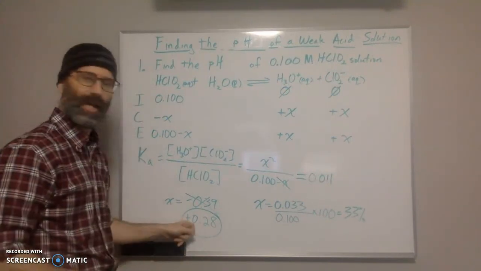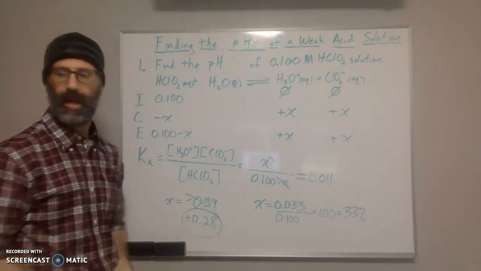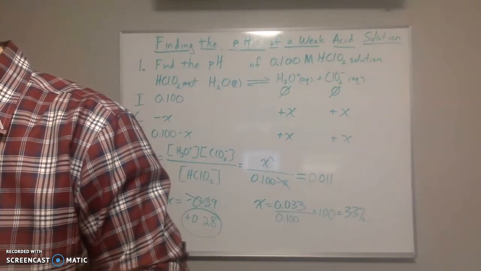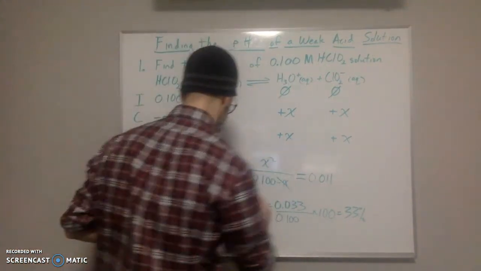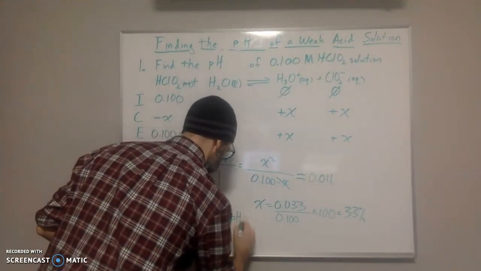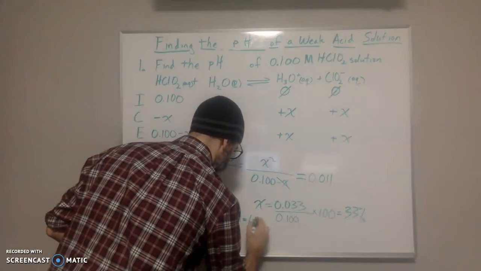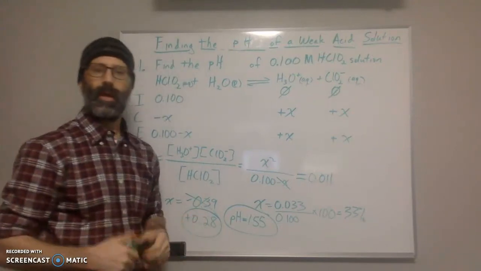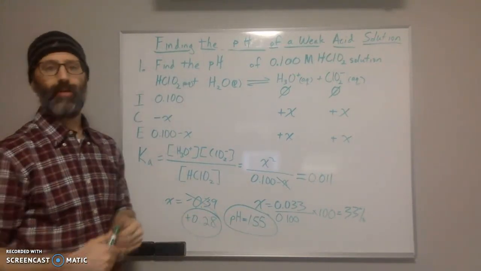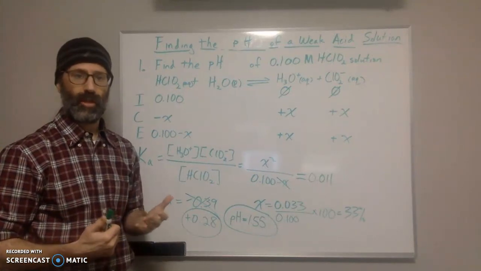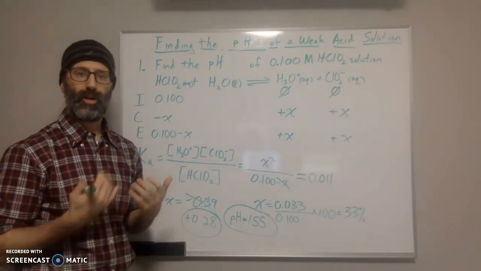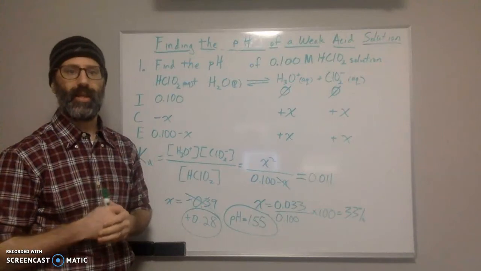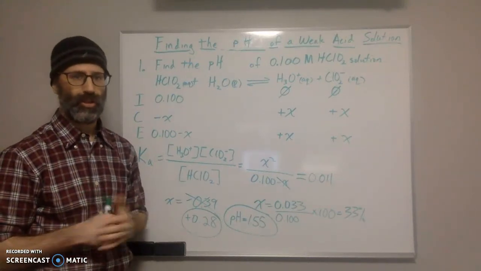Now you can figure out the pH. So then you would take the negative log of this, and when you take the negative log, you get a pH of 1.55. So then the pH is equal to 1.55. So that's how you figure out the pH of a weak acid when you're given the Ka value and the initial concentration, but the x is too small approximation doesn't work.